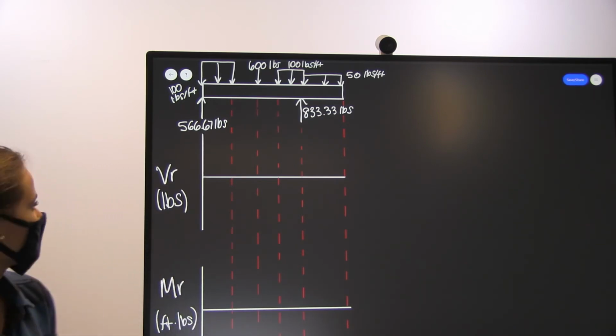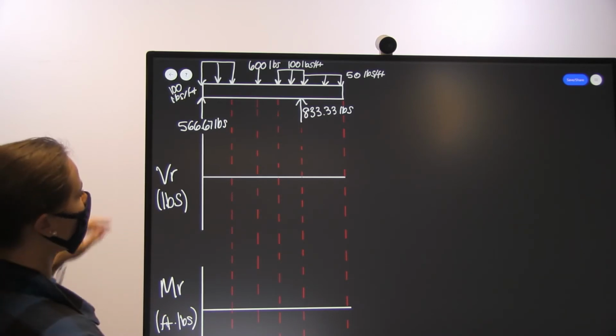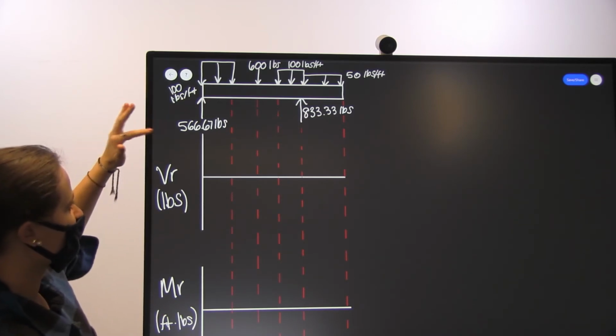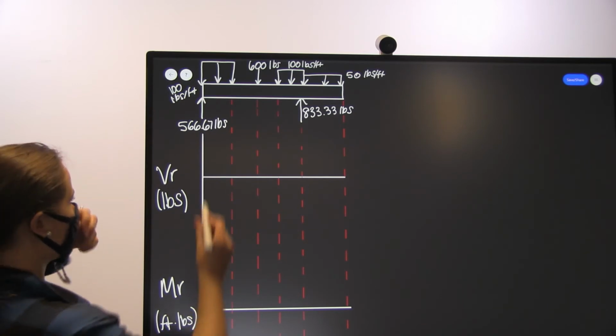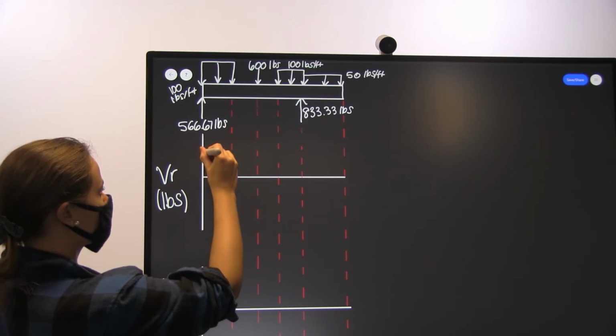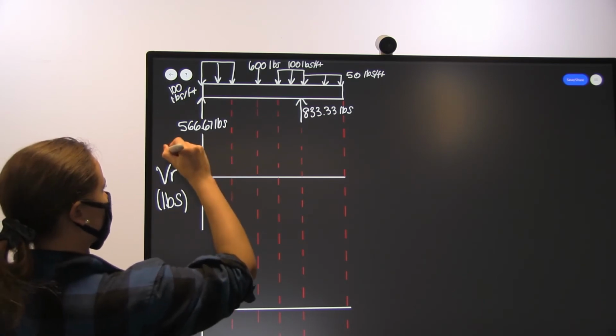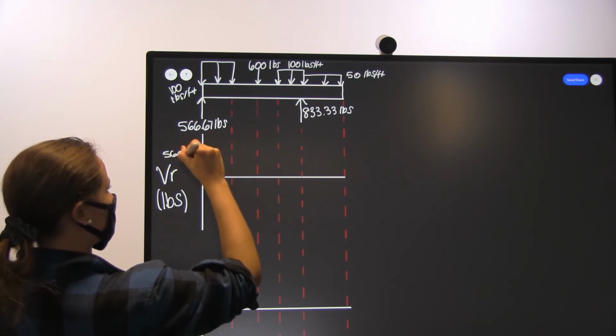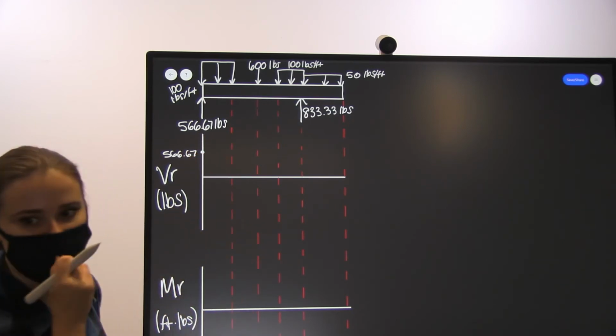shear moment diagrams. So we're going to start off with our shear diagram. So we see we have this upward force of 566.67 pounds. That means we're going to start off on our diagram up here, and this is going to be 566.67 pounds right here. That's our starting point.